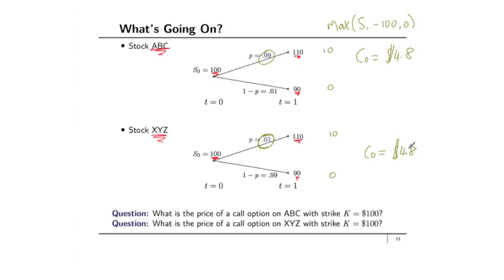So what I want you to do now is to think about this for a while and ask yourself what's going on. Why is the fair option price $4.8 in both cases? I'll return to this in a couple of modules' time, and we'll discuss this again, and hopefully we'll clarify what's going on and explain why this apparent contradiction actually is not a contradiction at all.